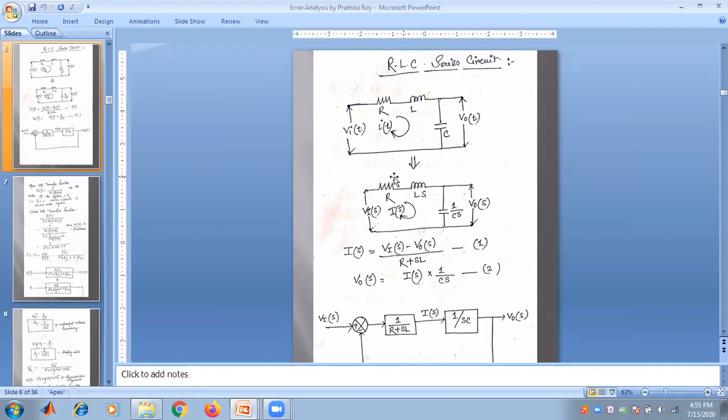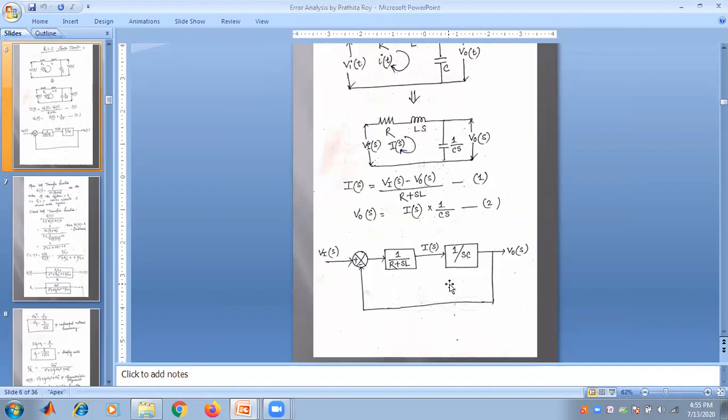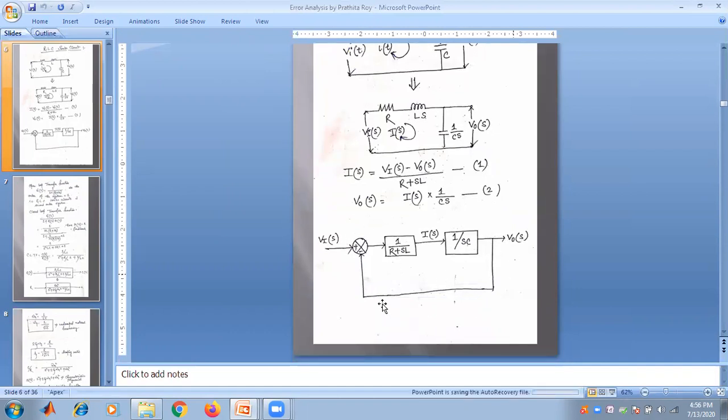So if I take the Laplace transformation, V_i(t) becomes V_i(s), i(t) becomes I(s), v_o(t) becomes V_o(s), C becomes 1 by Cs, and L becomes Ls. So I(s) is the current, where the voltage at that point is V_i(s) and the voltage at that point is V_o(s). So I(s) equals V_i(s) minus V_o(s) by R plus sL, and V_o(s) is the voltage across the capacitor, that is I(s) into 1 by Cs.